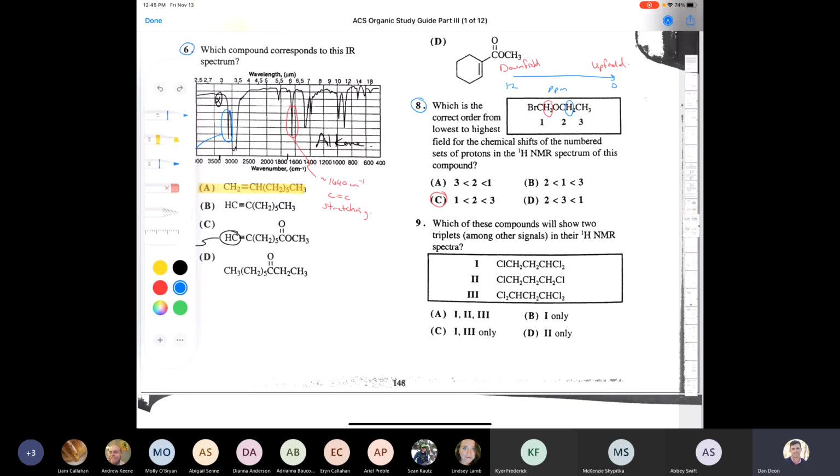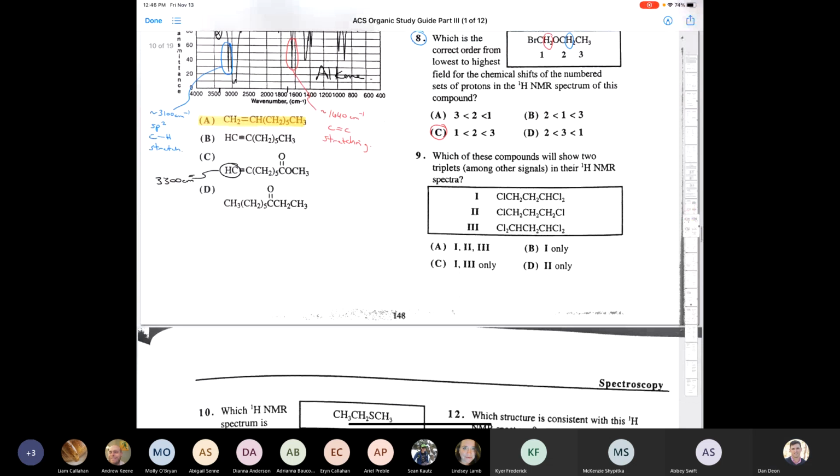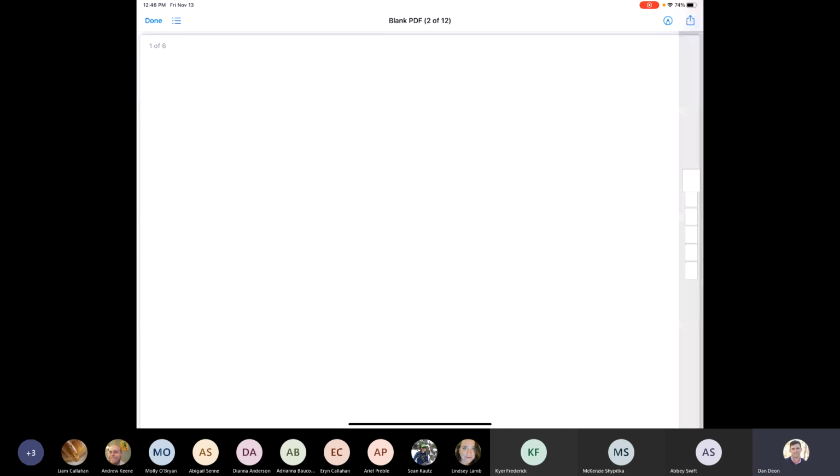Let's try question number 9. Question number 9 asks us, which of these compounds will show two triplets among other signals in the proton NMR spectrum? We have these three compounds right here. I'm going to go ahead and draw the bond line structures of all of those compounds.